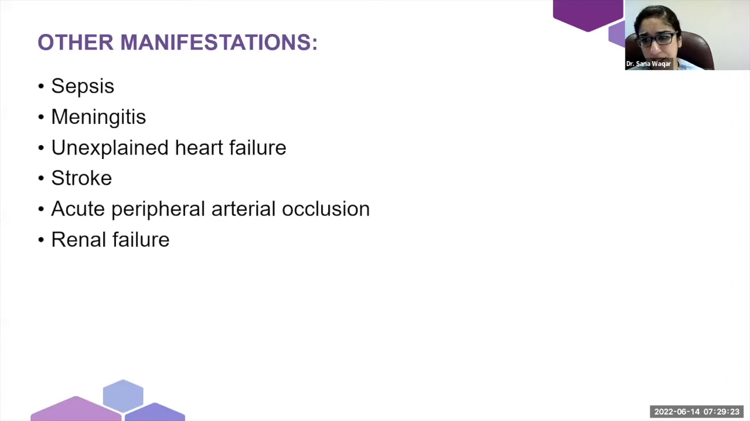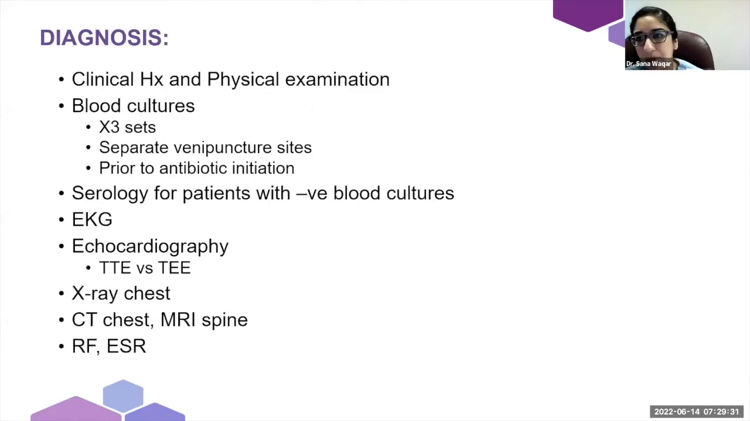So other manifestations: sepsis, meningitis, unexplained heart failure. Yeah, we kind of talked about all of these. Okay, so how do we diagnose our patients?